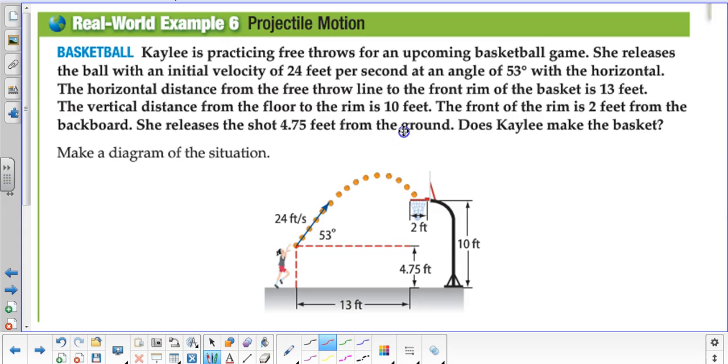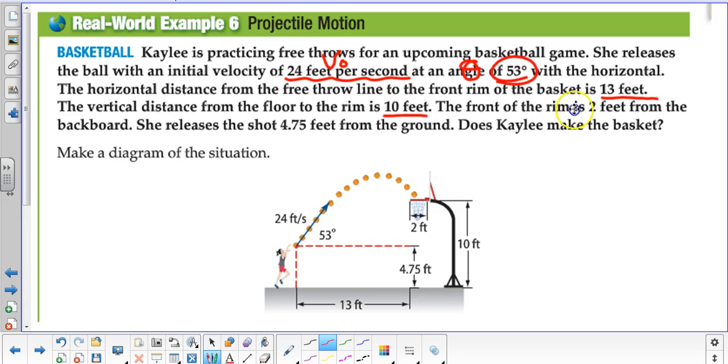You can type it in with me if you want, but it says Kaylee's practicing free throws for an upcoming basketball game. She releases the ball with an initial velocity of 24 feet per second. That's v sub 0, everybody, okay? At an angle of 53 degrees with the horizontal, that's theta. Horizontal distance from the free throw line to the rim is 13 feet. That doesn't go into our equation, but it's going to help us later. The vertical distance from the floor to the rim is 10 feet. That's up and down. Again, doesn't go into our equation. It's going to help us later.